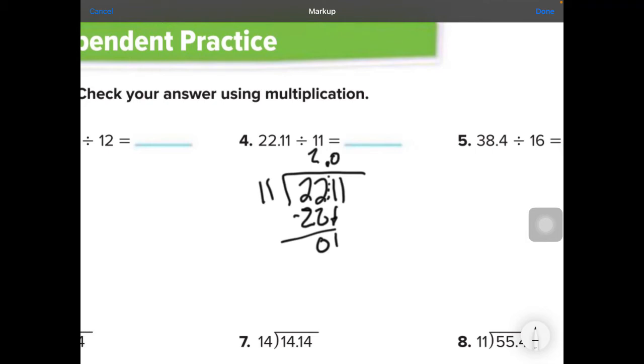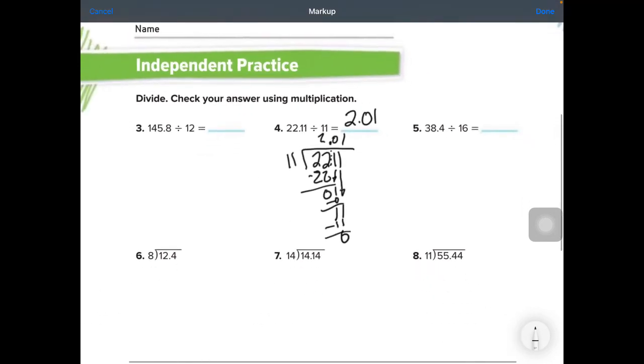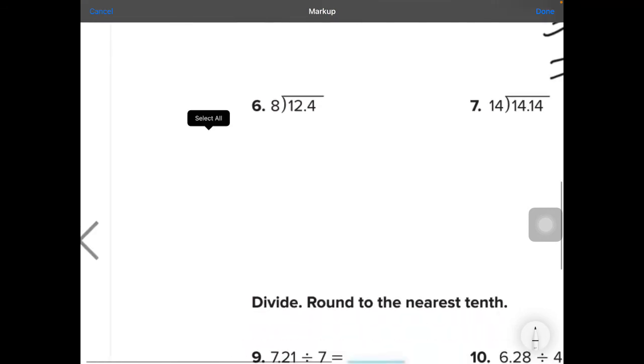Bring down the 1. Oh, 11 won't go into that, so I have to put a 0 up here because it won't go into it. Put another 1 down here. So now will 11 go into 11? Yes, it will go in 1 time. 1 times 11 is 11. 0. So then now I know that my answer here is 2.01.